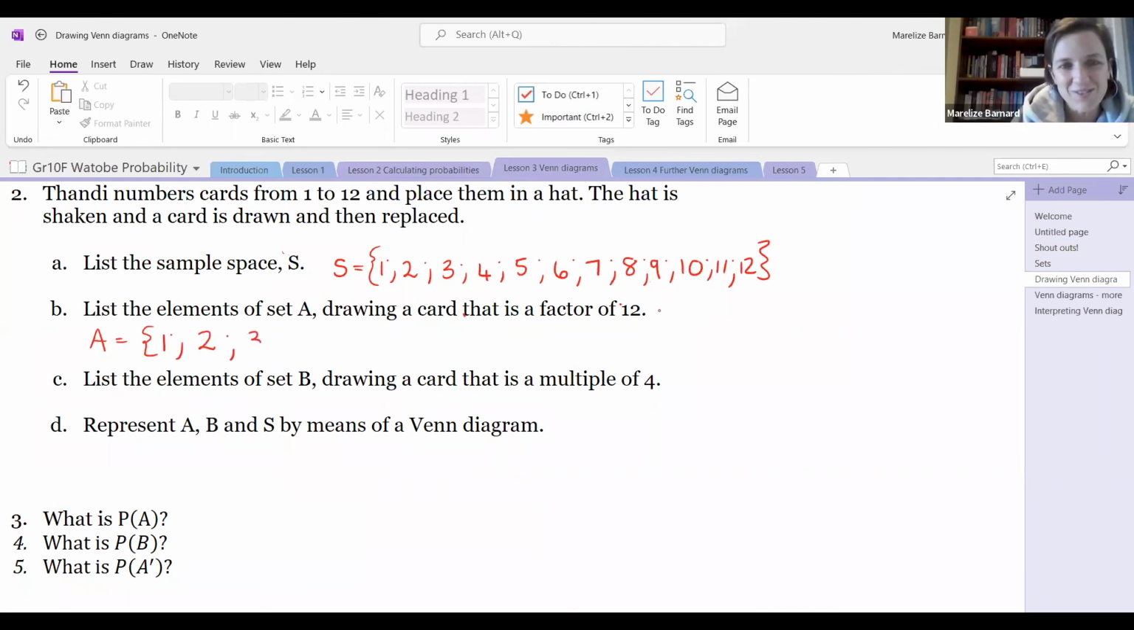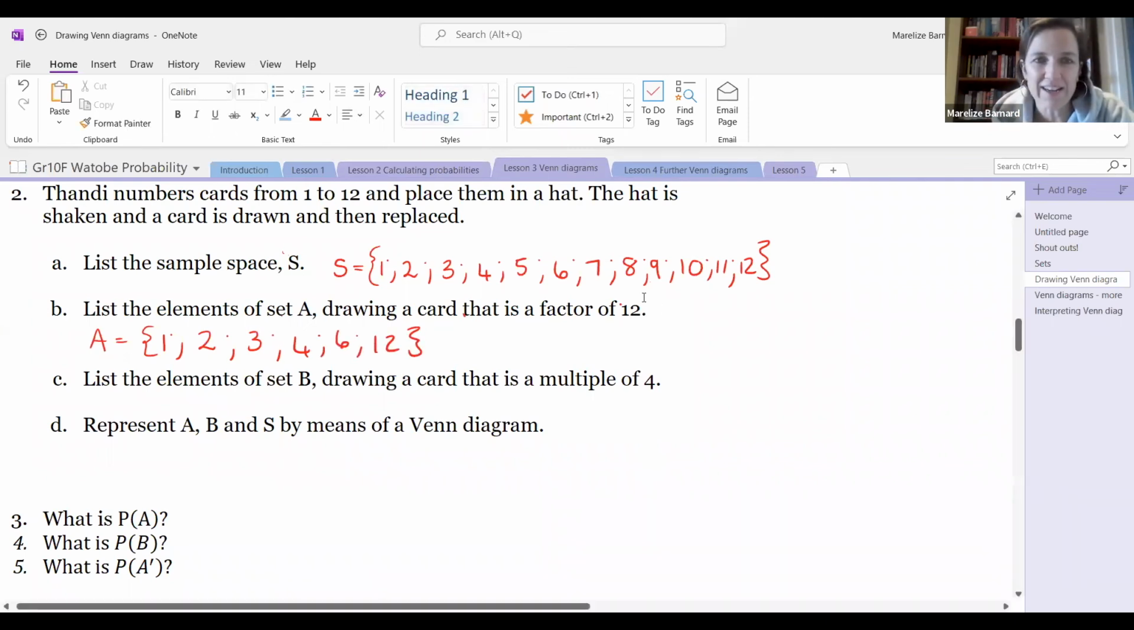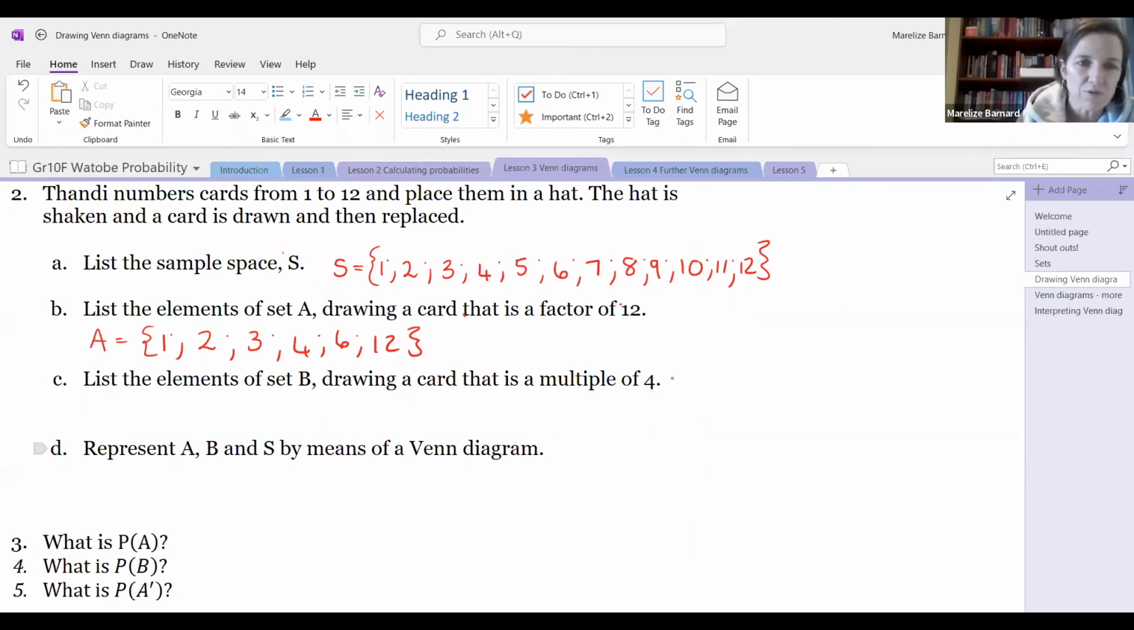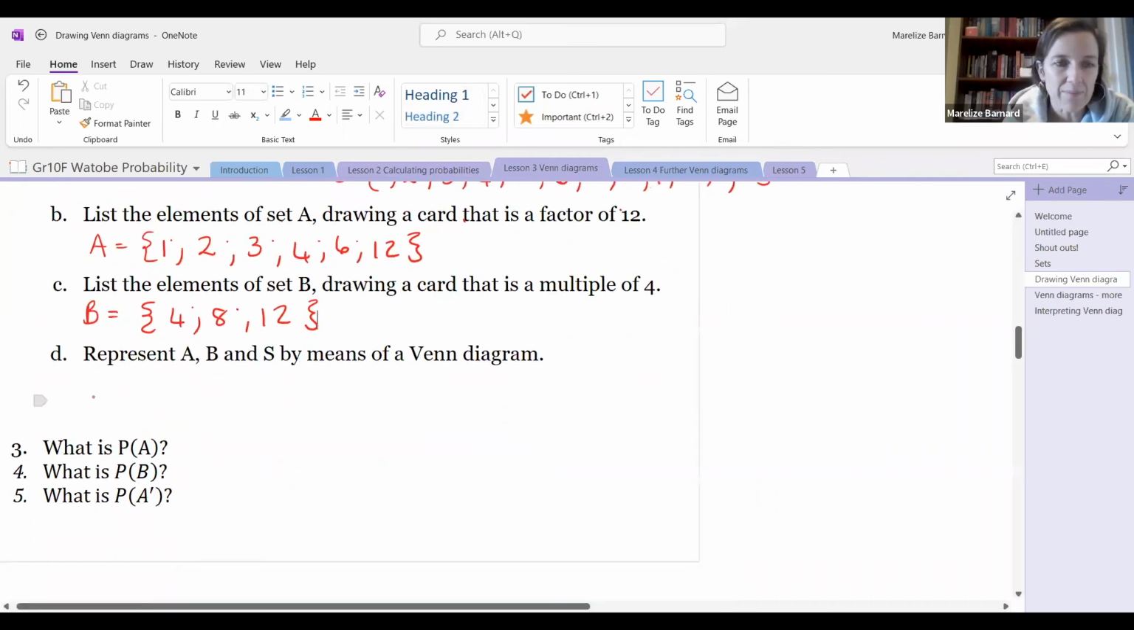1, 2, 3, 4, 6, and 12. That's our set A. Okay, and then list the elements of set B, drawing a card that is a multiple of 4. So B, a card that is a multiple of 4. Remember, only from here can we choose. So that is 4, 8, and 12. And then represent A, B, and S by means of a Venn diagram.